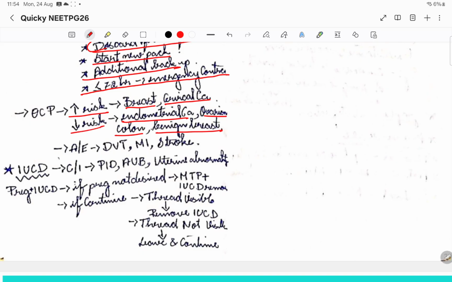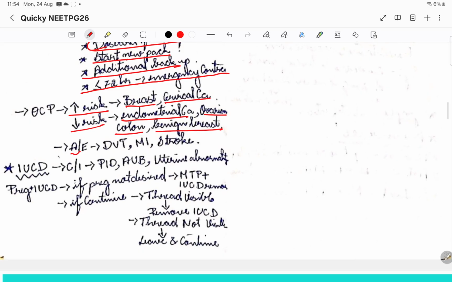Then the adverse effects are, you all know, right? It acts like a coagulant. That is why in DVT, MI and stroke patients, please be aware before giving. There is increased adverse effect, so it is contraindicated in DVT, MI and stroke patients.